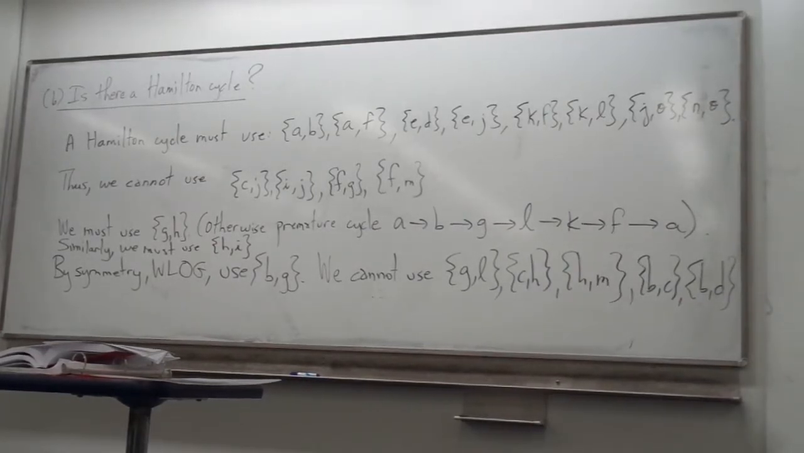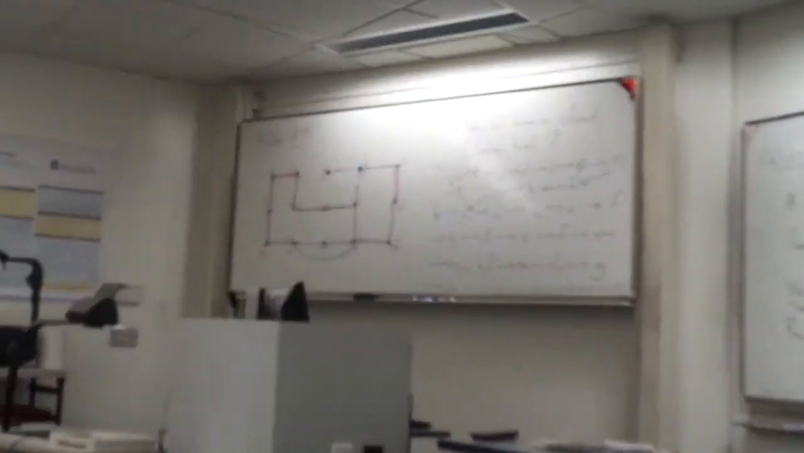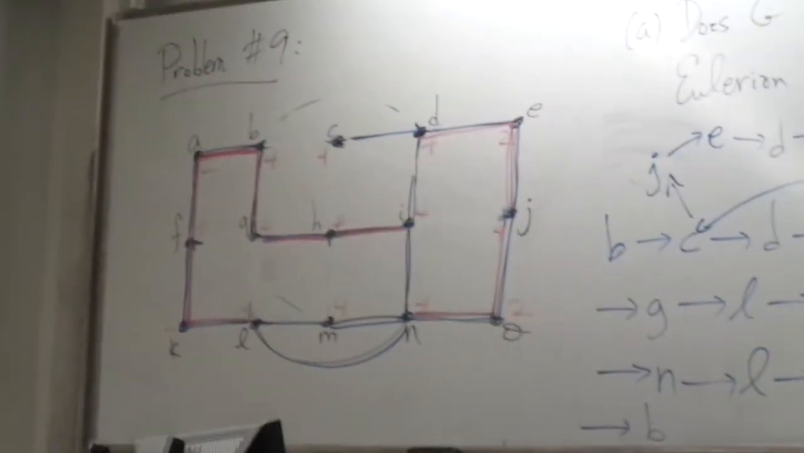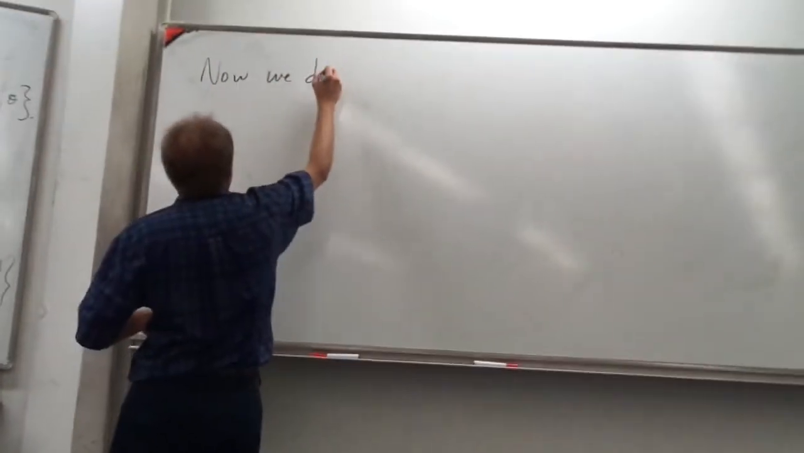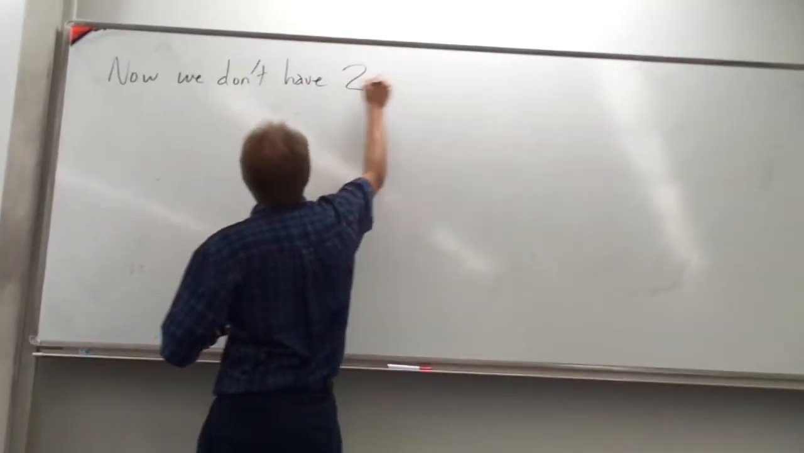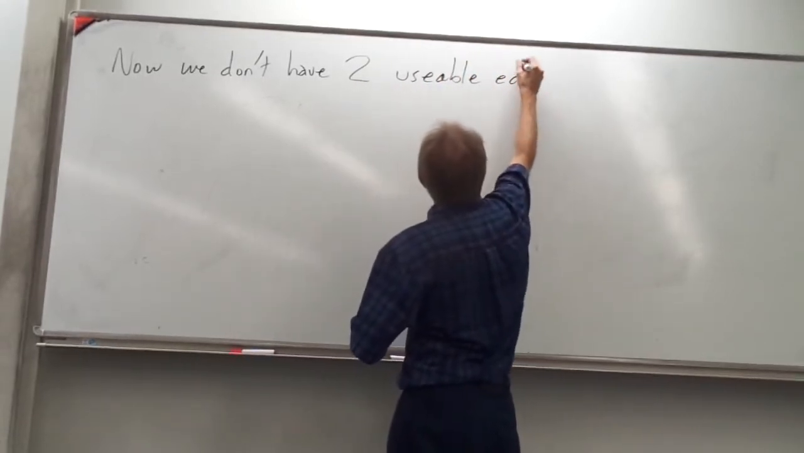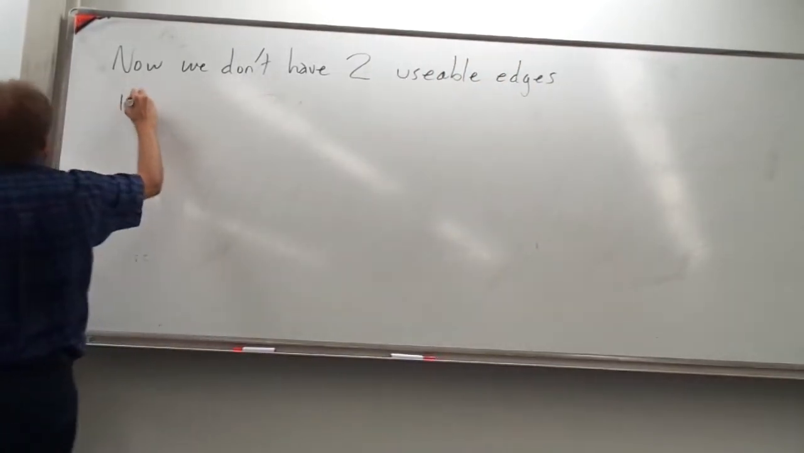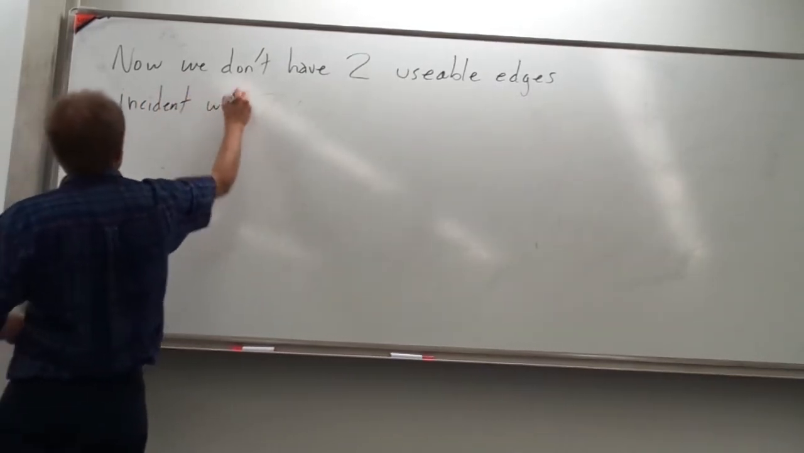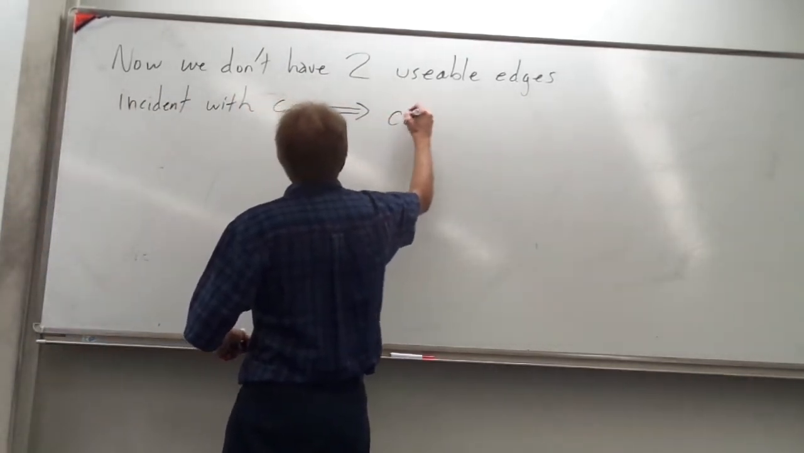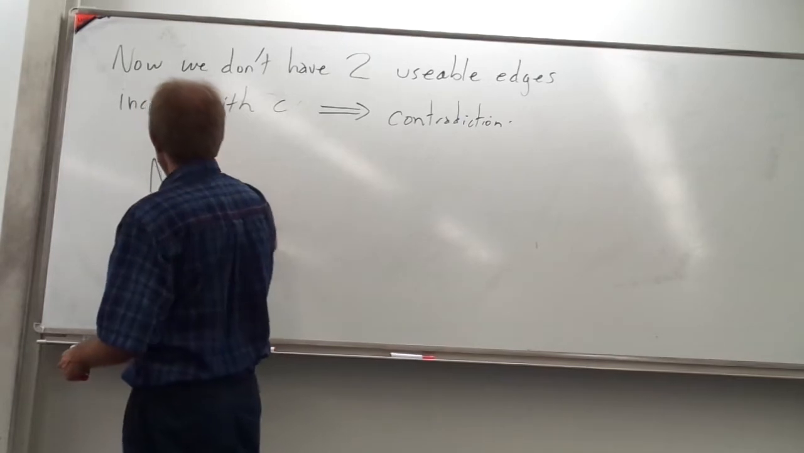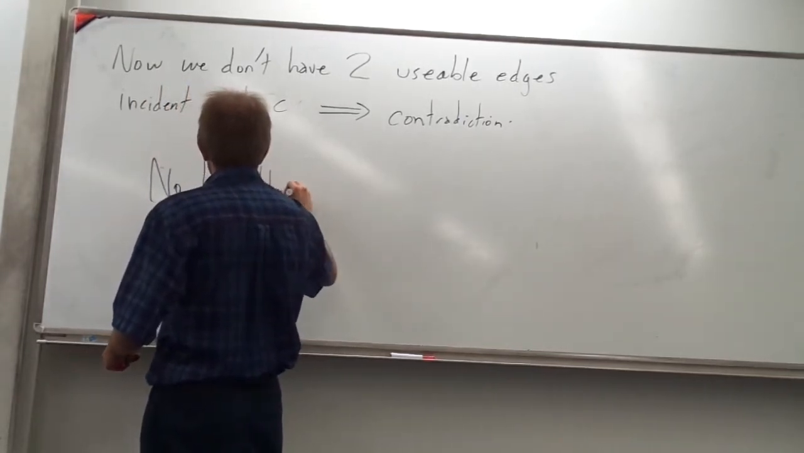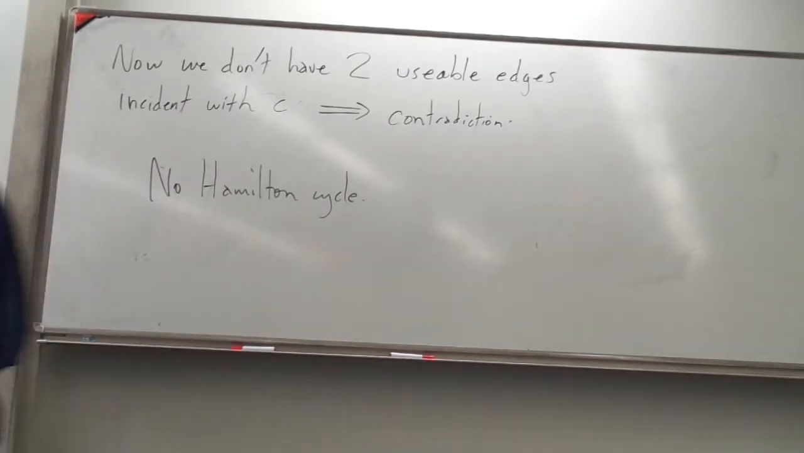Okay. There are a lot of ways to get to the answer. Again, there's not going to be just one unique way to get the contradiction here. So now we don't have two usable edges incident with C, and that implies contradiction. So the answer is no Hamilton cycle. Okay?